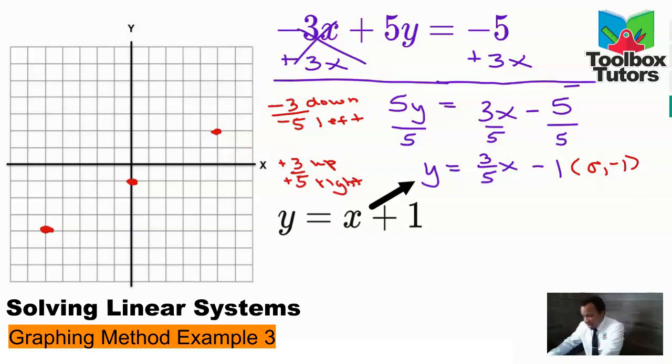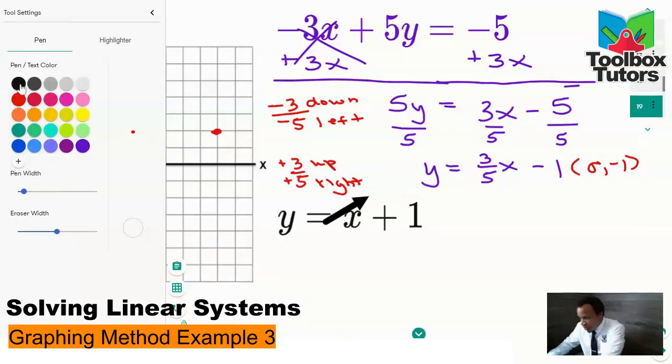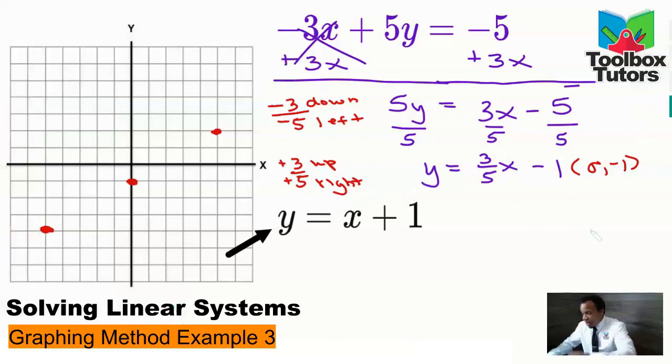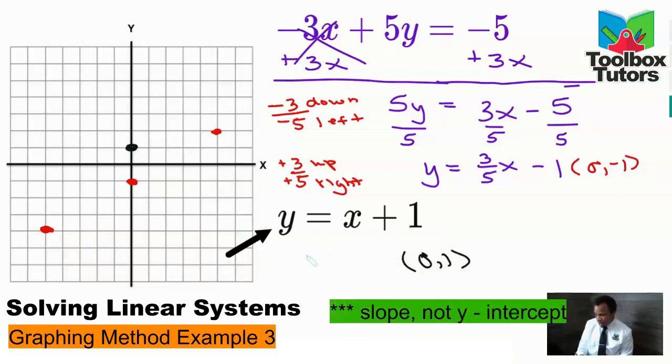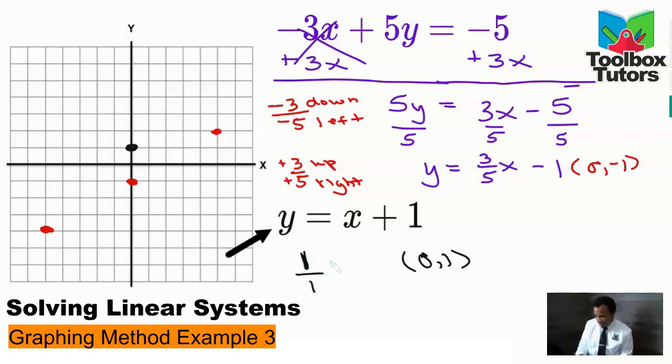Now we can graph the second one, y equals x plus 1. This one is already in slope-intercept form. So what we can do is just identify our y-intercept and our slope and find a point where these two lines cross, and we'll have our answer. So our y-intercept is 0, 1. This will be 0, +1 here. And our slope is 1, since there's a 1 in front of this x. And to make this a fraction, we put it over 1.